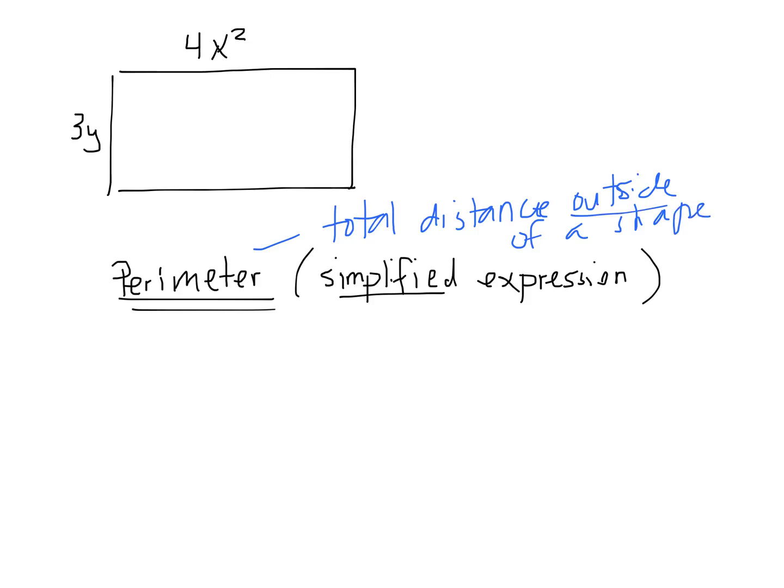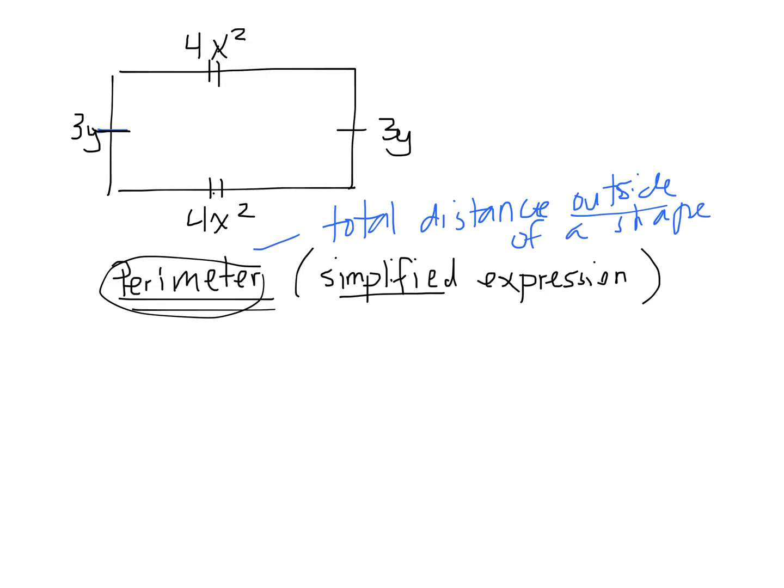Okay, if this is 3y, what do you know about this shape? It's a rectangle. Which other side length would be 3y? The opposite side, okay? 3y. If this is 4x squared, then the opposite side length would also be 4x squared. So I want you to label that. That's important. We're finding the perimeter.